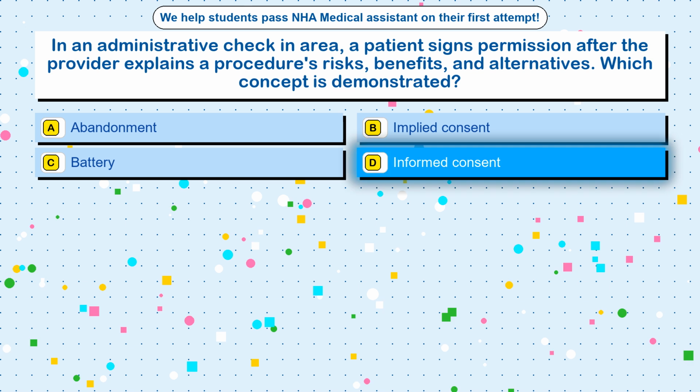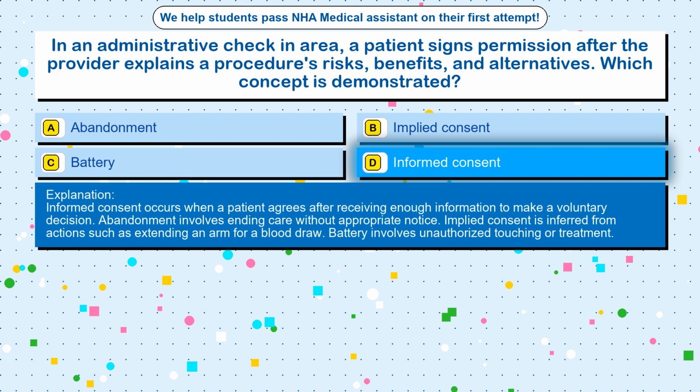The correct answer is option D, informed consent. Informed consent occurs when a patient agrees after receiving enough information to make a voluntary decision. Abandonment involves ending care without appropriate notice. Implied consent is inferred from actions such as extending an arm for a blood draw. Battery involves unauthorized touching or treatment.